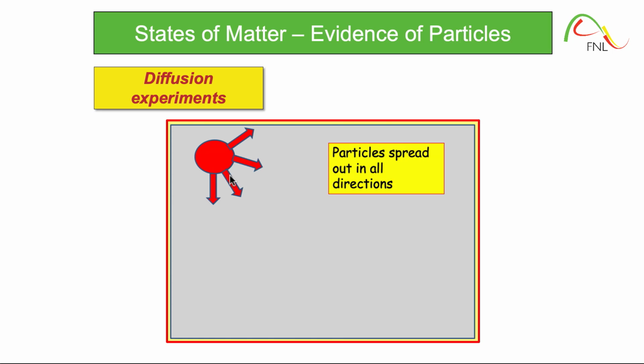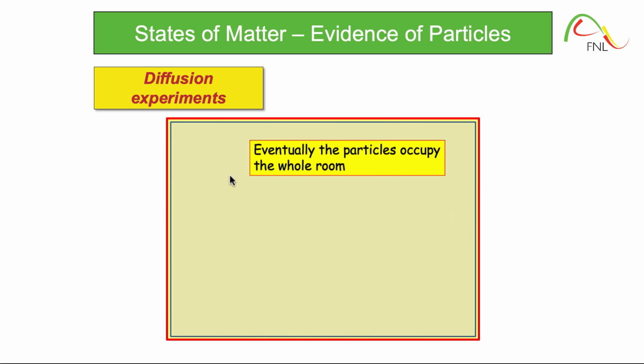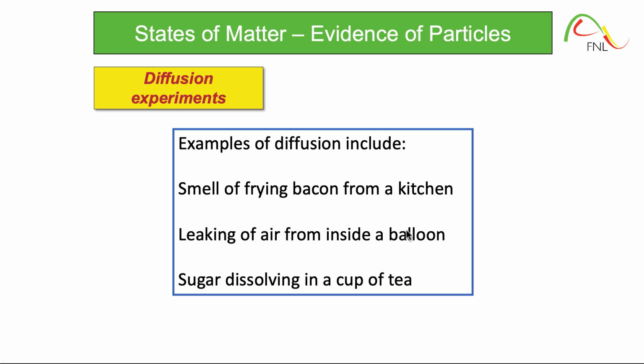What then happened was the particles were spread out in all directions. No matter where I went in my room, I could still smell it, because eventually the particles occupy the whole room. So particles move from here to occupy the entire space. Everywhere in my bedroom, it still smelled of those damn roses. Now, that was an example of diffusion.